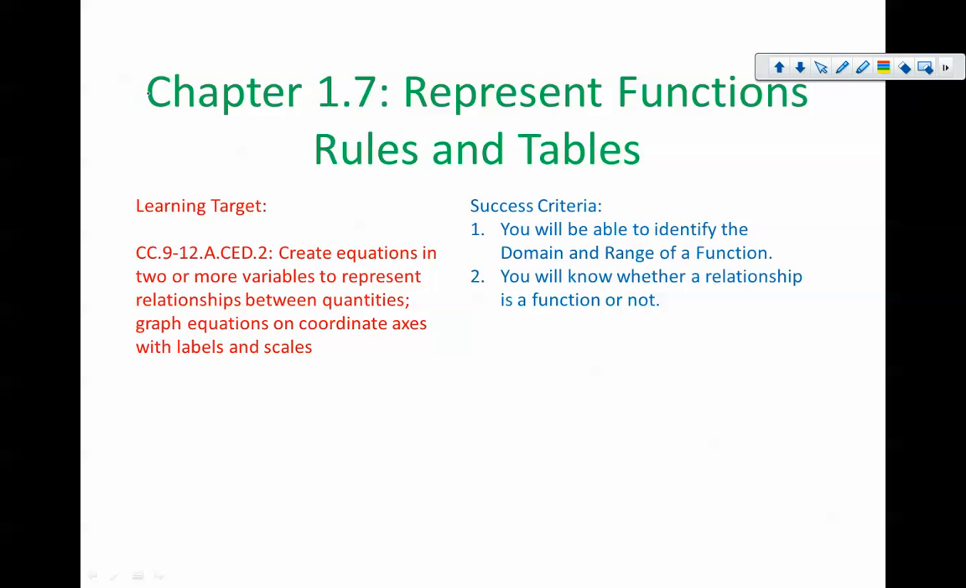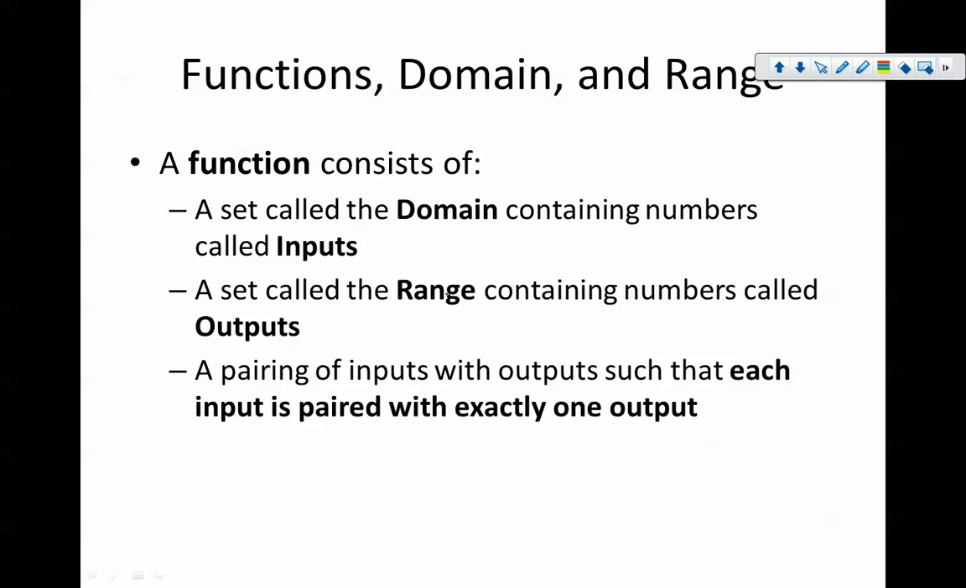All right, hello, welcome. This is chapter 1.7, and in this chapter, we're representing function rules and tables. We're going to talk about what a function is and how you can identify something that is a function, talk about some vocabulary like domain and range. By the end of the series, you'll be able to understand that, and you'll also know whether a relationship is a function or not. So let's go ahead and jump right in here.